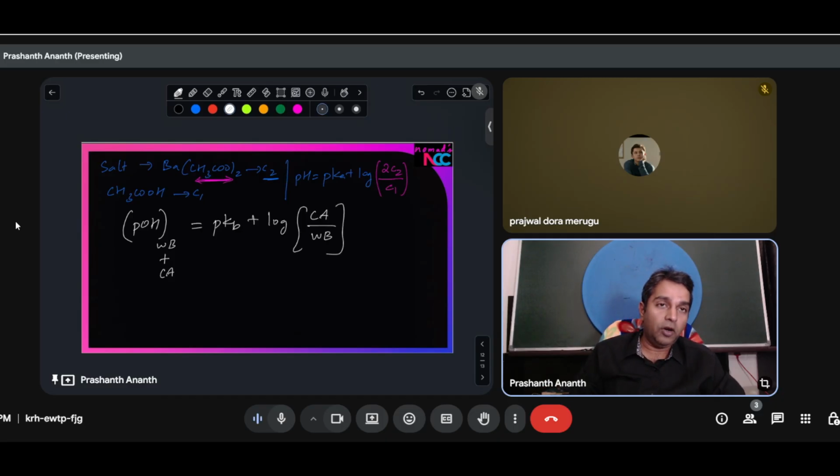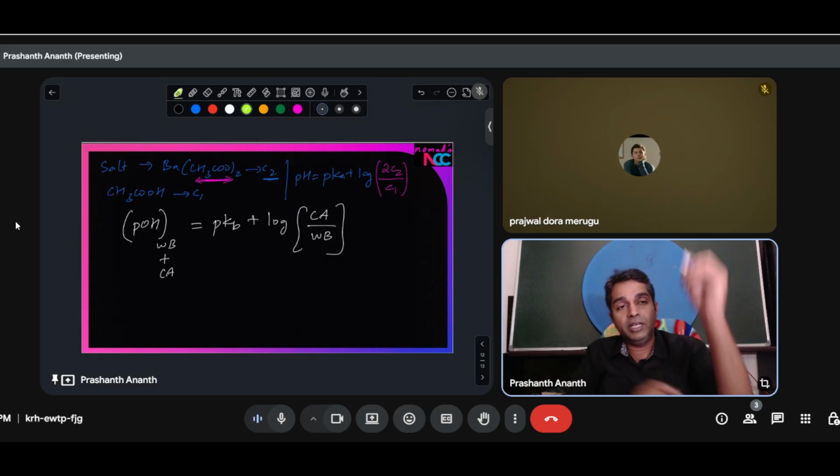Now if we are not doing a blind conversion, if we are sitting and doing the derivation itself, let's quickly look at the derivation for this here. Derivation is going to be the same way. You are having ammonia and ammonium chloride. So ammonium chloride, let's say C2, ammonia, let's say C1.